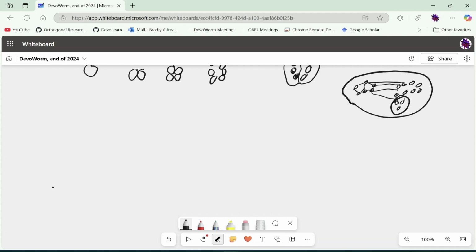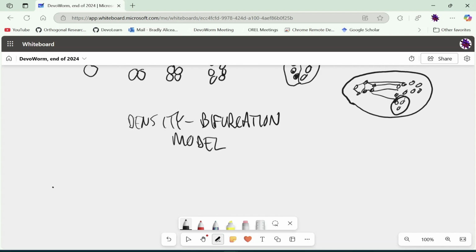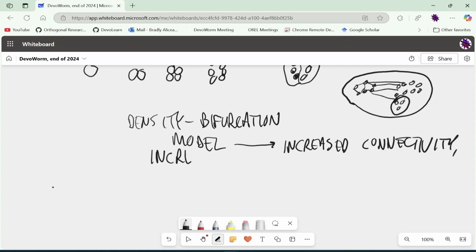So the first idea here is the density bifurcation model, and this is something that we've developed back in 2022 and presented at NetSci 2022. So the density bifurcation model basically allows you to have increased connectivity as you start to increase the number of cells in your embryo, actually in development more generally.